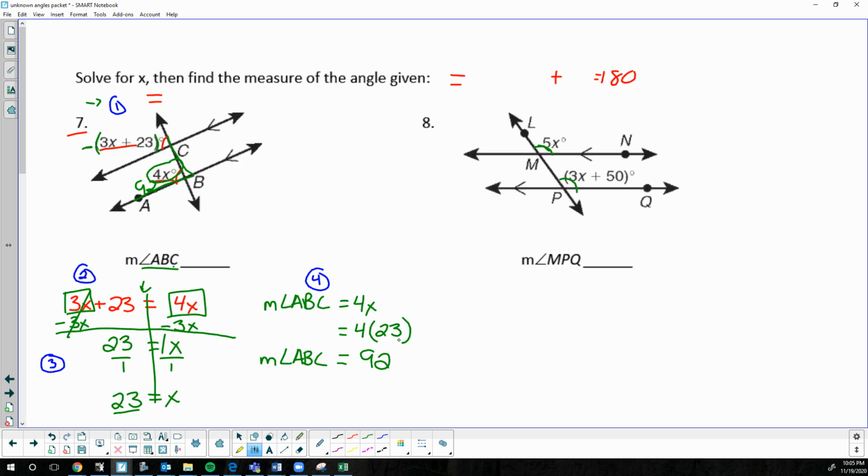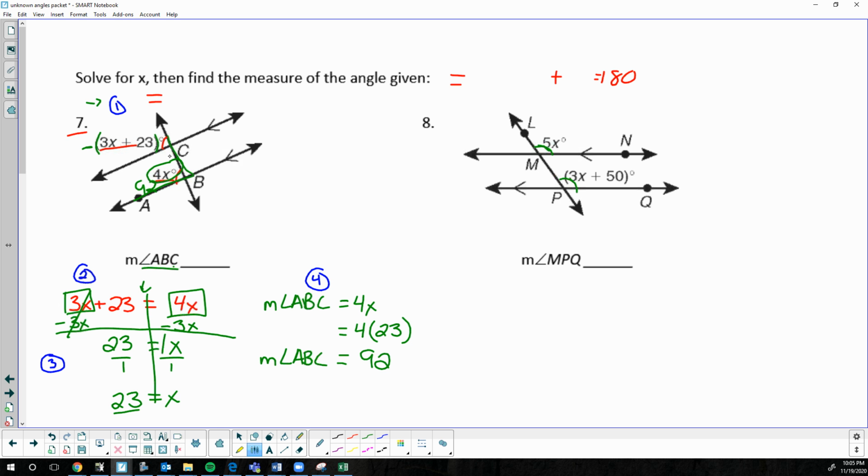So we put the 23 in for x, because this is 4x, which means 4 times x, which means 4 times 23. We did that and got the answer of 92. All right, so moving on to 8. In 8, the angles are already marked for you.